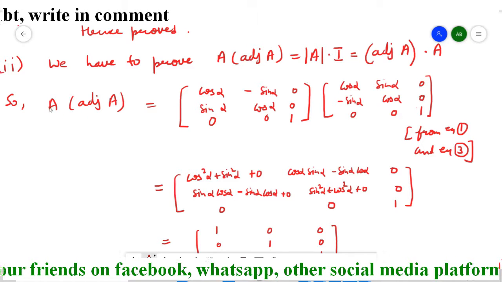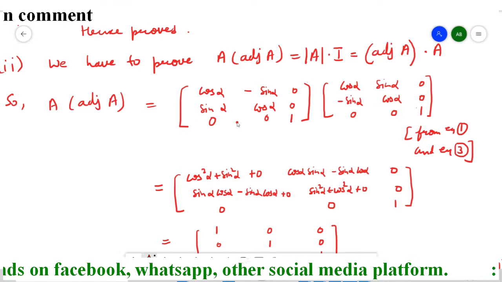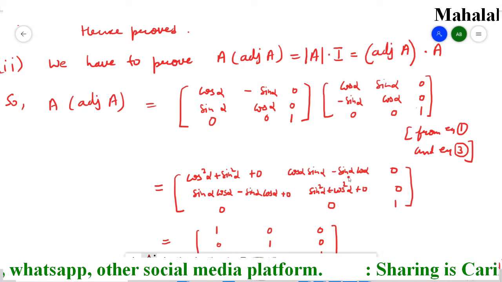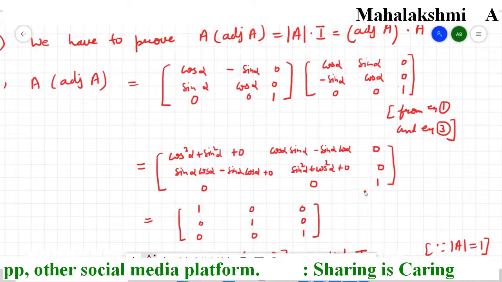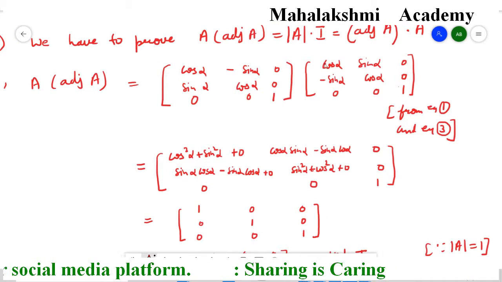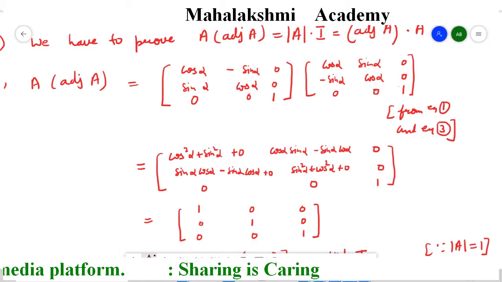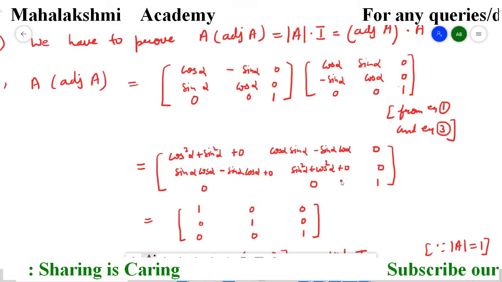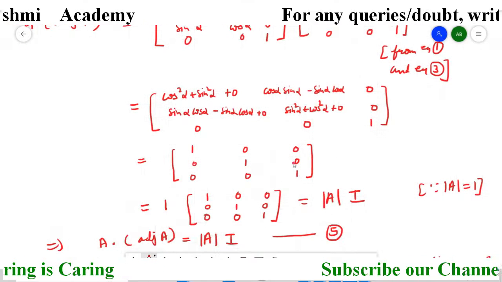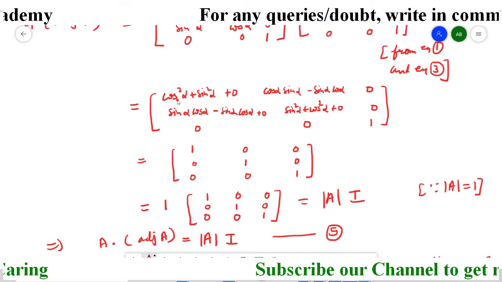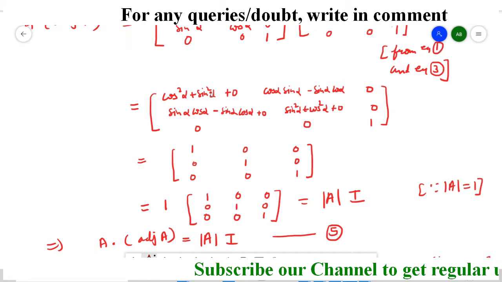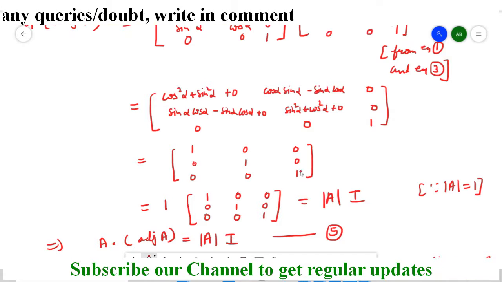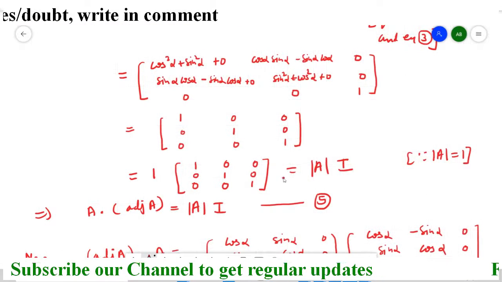Instead of A, write down the matrix A from the question. Adjoint A we already calculated, just write it here, and then multiply them. Multiplication, you know how to multiply two matrices. First row multiplied by first column, then first row multiplied by second column, then first row multiplied by third column. Like this, just do the entries, and after doing all the entries you have to use the property that sin square theta plus cos square theta is 1, and these are the same, so they will get cancelled to 0. So like this you will get an identity matrix of 3 by 3.